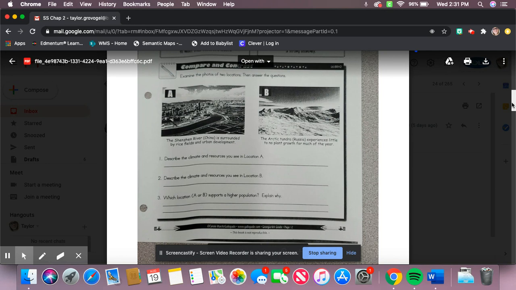Now for number 1, before we move on to B, go ahead and answer number 1. Describe the climate and resources you see in location A. I want you to think about this. If we have a river, we have rice fields, and we have urban development, which is buildings, cities, and everything, what do you think, with everything you just learned, the climate is going to be like in China in this picture? Go ahead and pause the video and write it out.